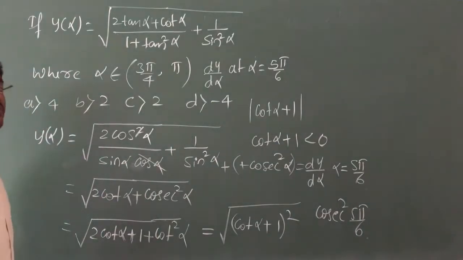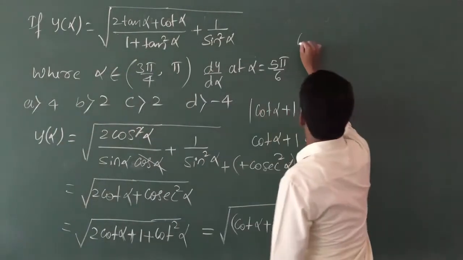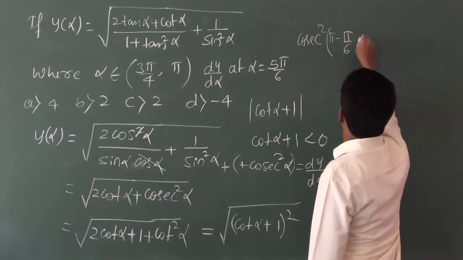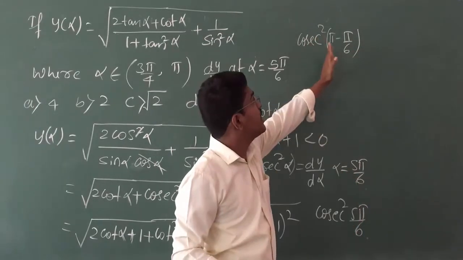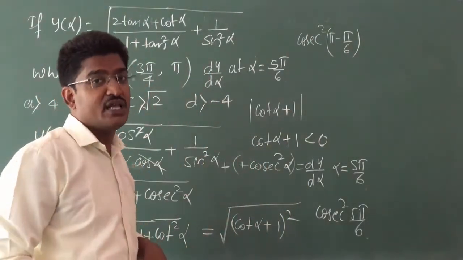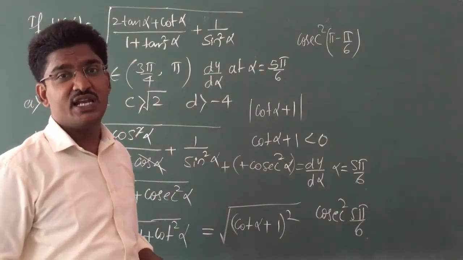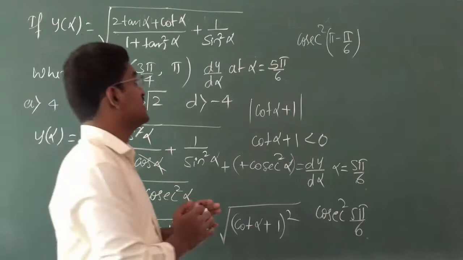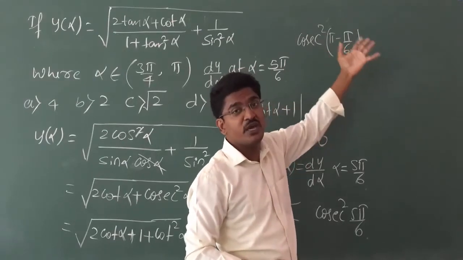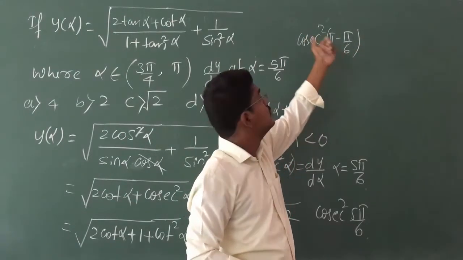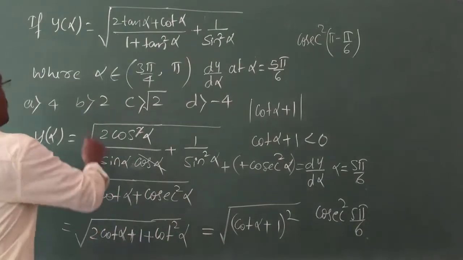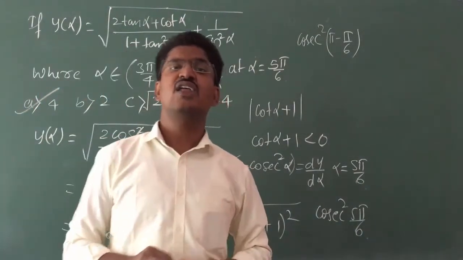Cosec square 5 pi by 6 means cosec square of pi minus pi by 6, which is cosec 30 degree. In which quadrant? Second quadrant. Cosec is positive in the second quadrant. Please understand that cosec 30 is 2. Pi minus pi by 6, that is 180 minus 30, gives 150 degree. Clear? So cosec 30 degree is 2. Cosec square is 2 square, that is 4. So 4 is your answer.